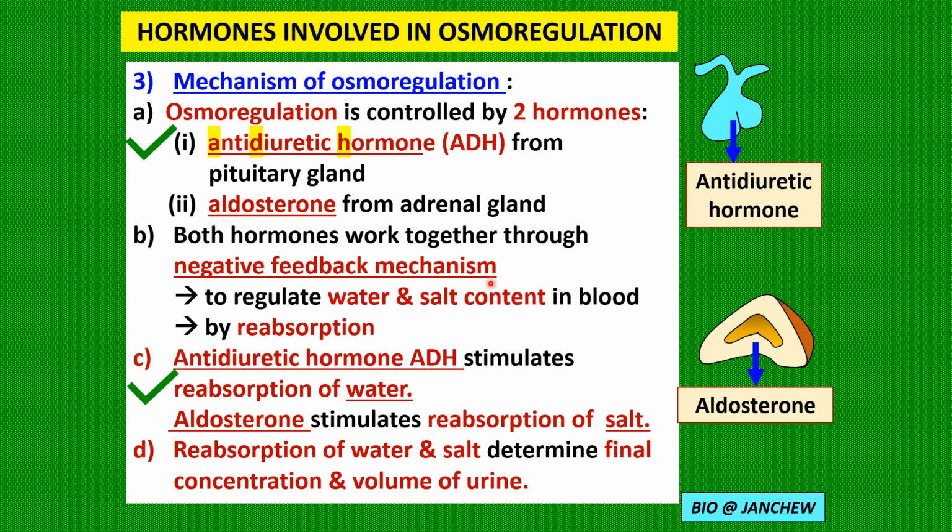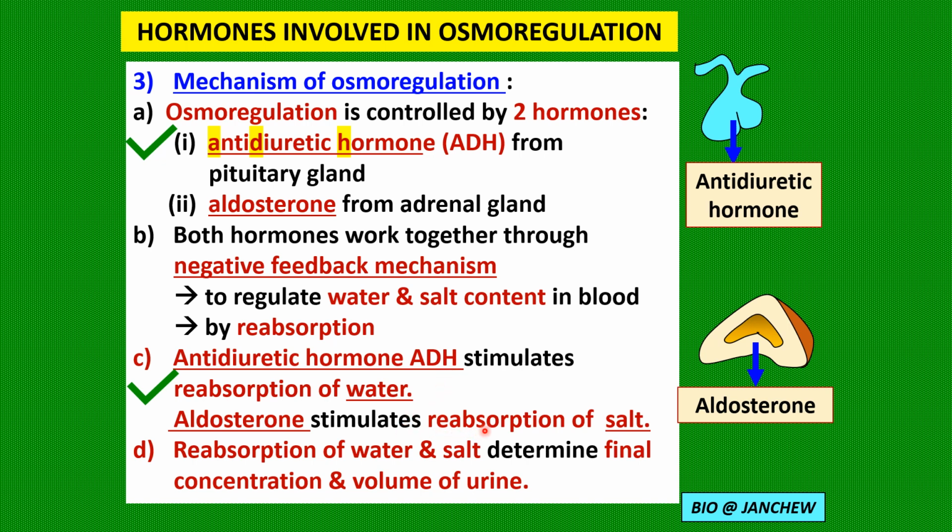So both these hormones work together through a negative feedback mechanism to regulate the water and salt content in the blood by reabsorbing either water or salt. For example, the antidiuretic hormone ADH stimulates the reabsorption of water from the urine back into the blood. For a person who has a lack of water in his tissue fluid and blood, he has to reabsorb more water back into the blood. So that is stimulated by the hormone ADH, right?